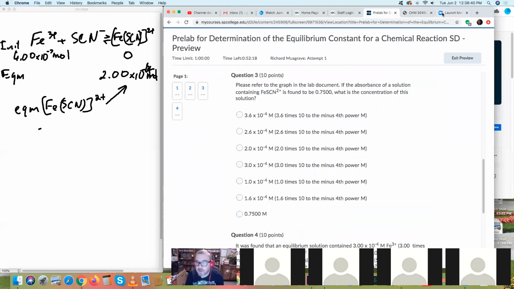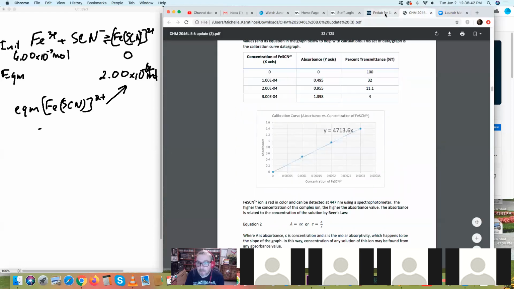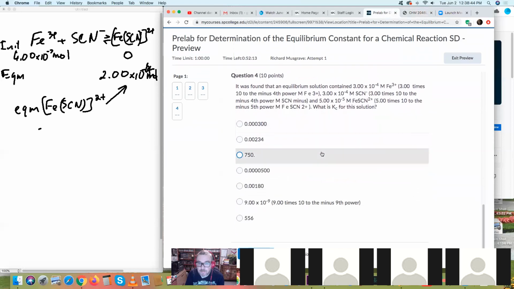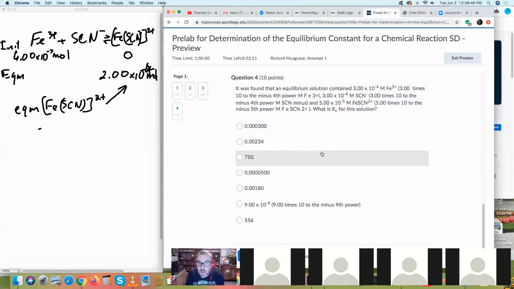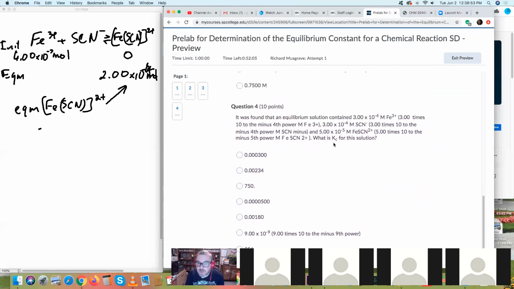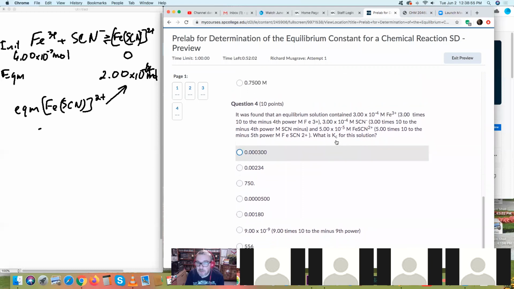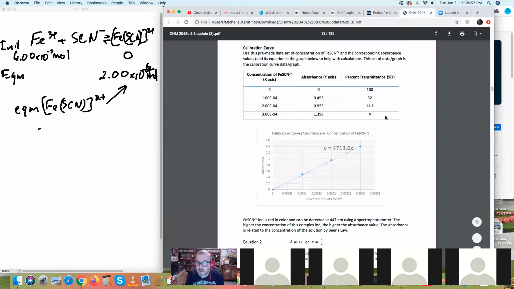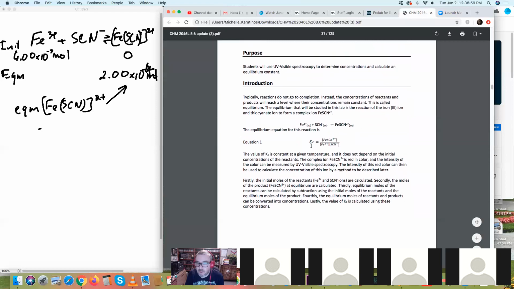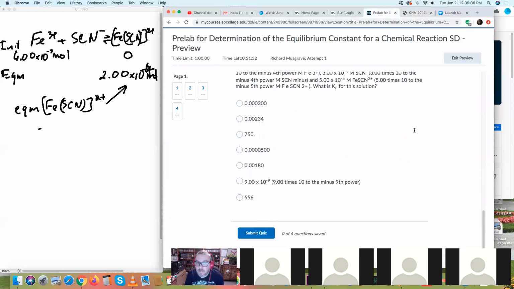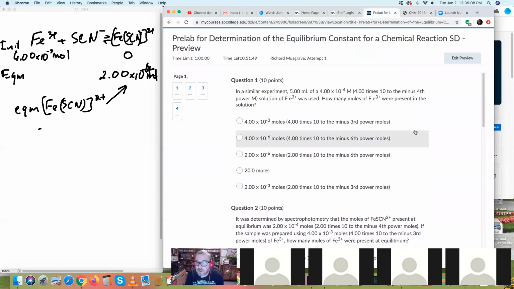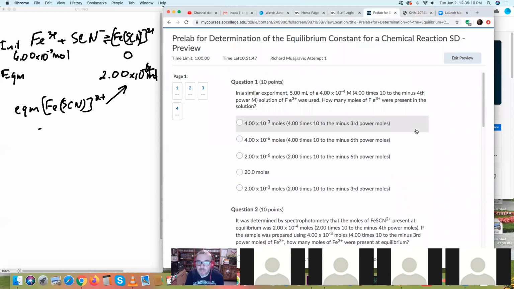Anybody have any questions about that? Okay. And for this one here, you're looking for Kc, which is K based on concentrations. And again, you're using this formula here to do that. You do have all the data. You can just do the math on that. So it's not too bad. All right. Does anybody have any questions about any of those pre-lab questions?